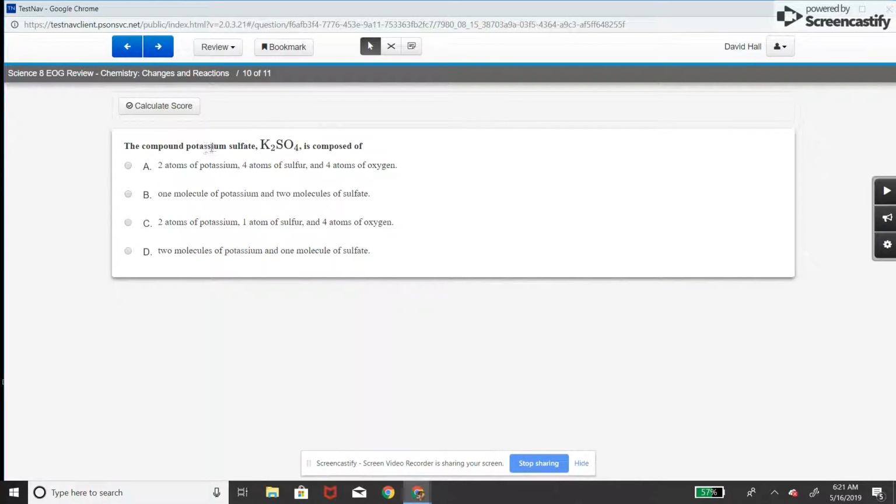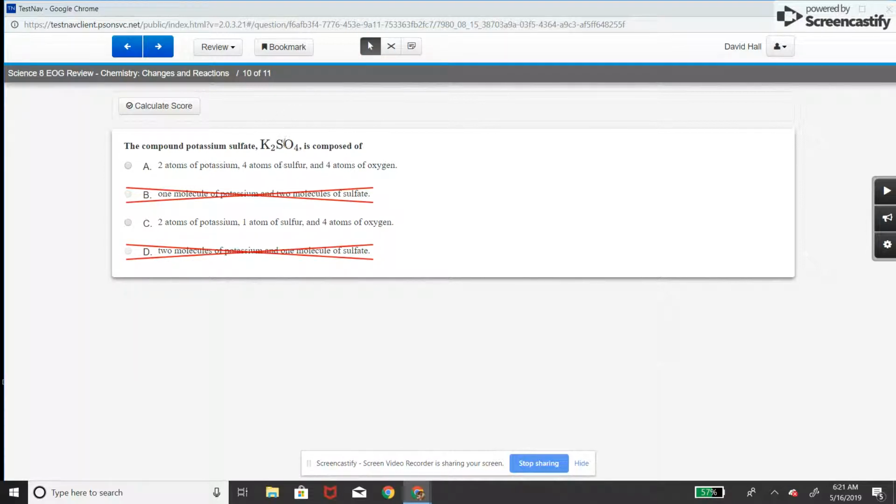The compound potassium sulfate, K2SO4, is composed of, if we look at our rules here, here's a subscript. This subscript is attached to the element before it. Which one of these says that we have 2 potassiums? 2 potassiums, is that possible? 1 molecule, no. 2 atoms of potassium, 2 molecules, no. You got rid of those things immediately. It's a great task always to do if you can.